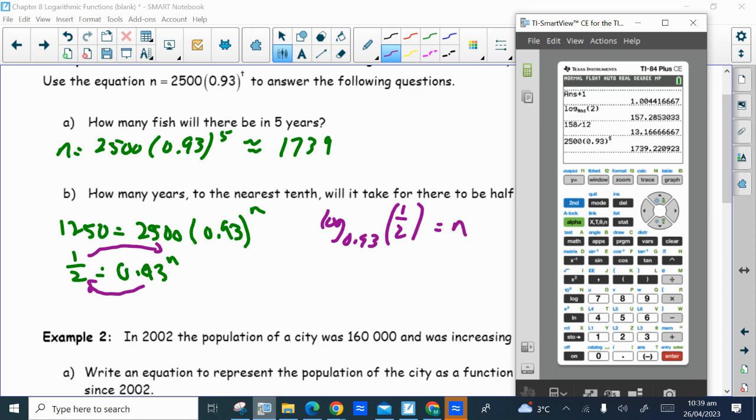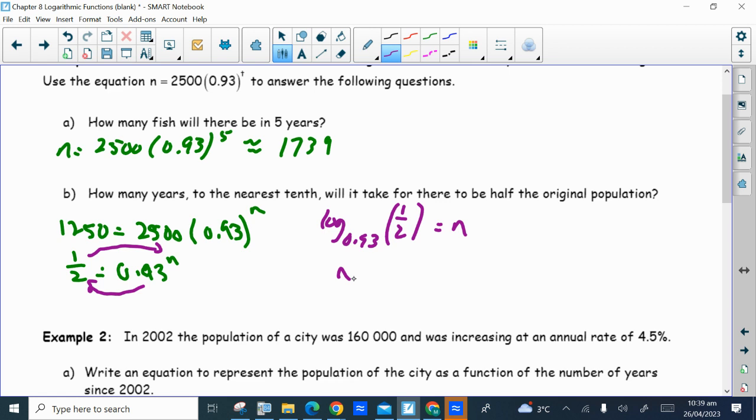Remember, if you don't have the newer operating system and you need to use a change of base identity, it'll be the log of 1/2, which is 0.5 in brackets, divided by the log of 0.93. So how many years to the nearest tenth? 9.6 years.